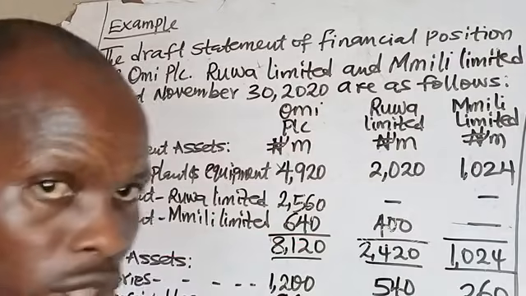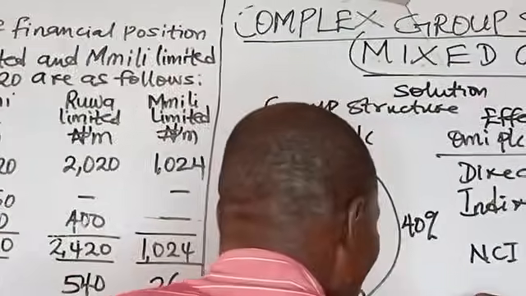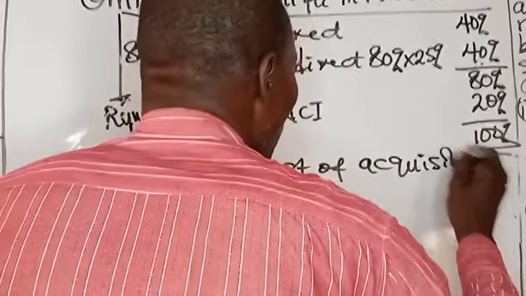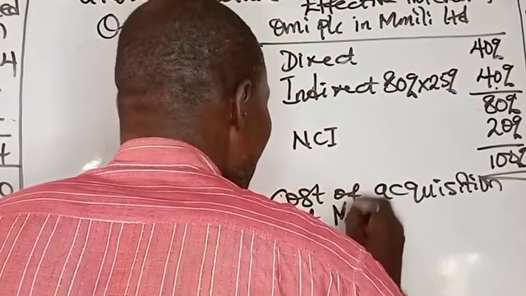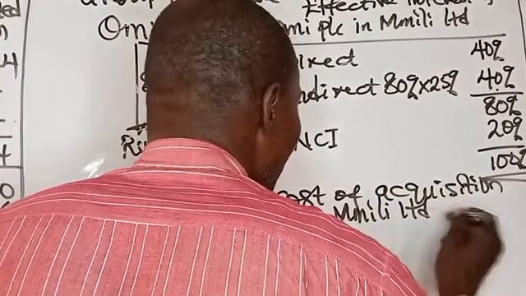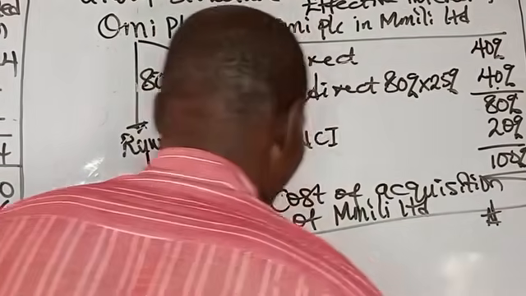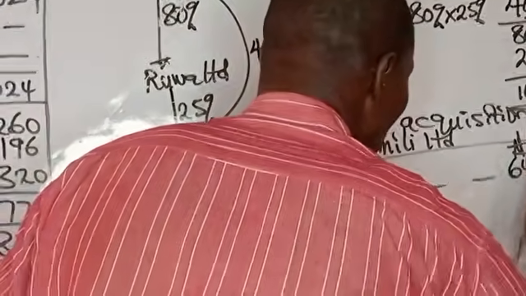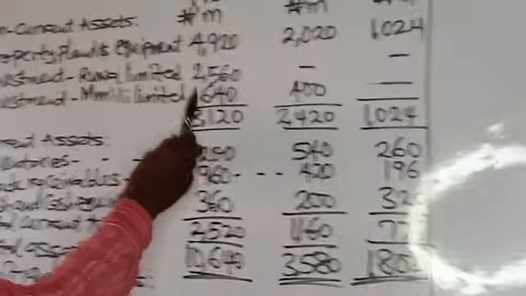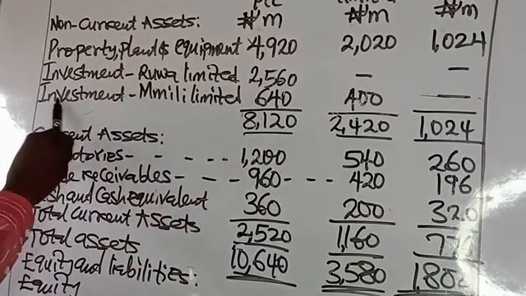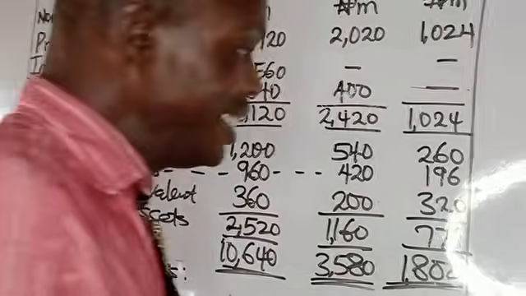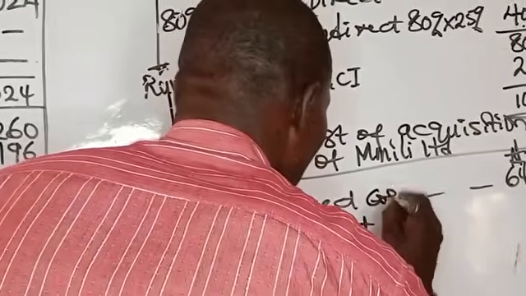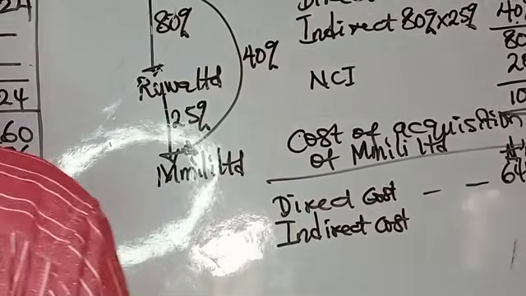Now, cost of acquisition of Mili Limited. We have direct cost, which was given as 640 million. The indirect cost was given to be 400 million.